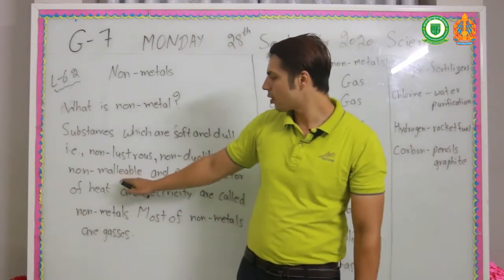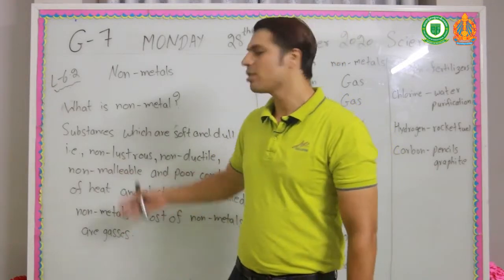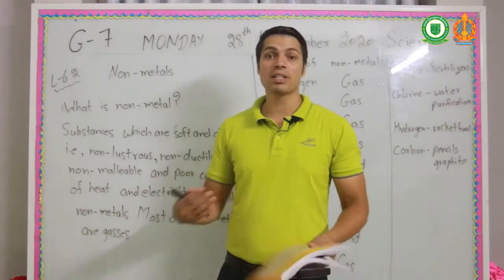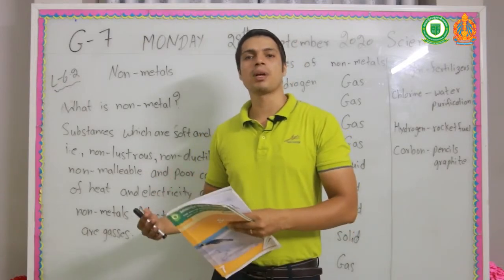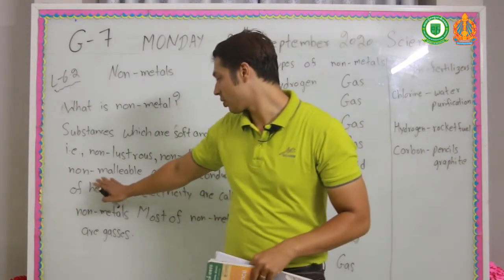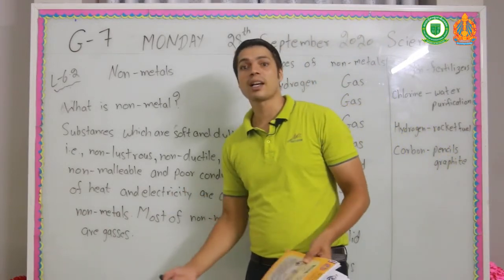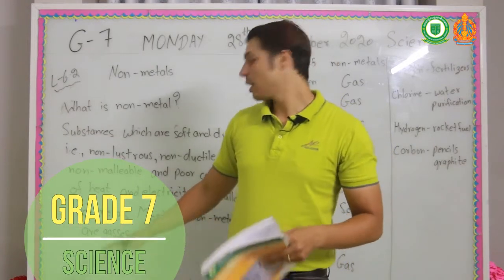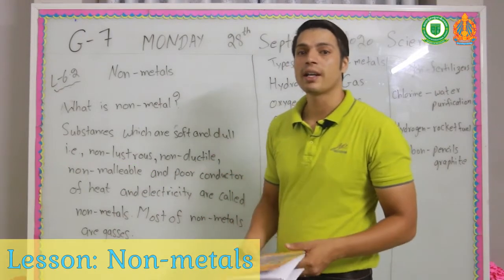So the non-metals are non-malleable, meaning they cannot be hammered, since mostly non-metals are gases. We cannot hammer a gas. If something is solid like metals, the metals can be hammered into any shape, but non-metals cannot. And they are poor conductors of heat and electricity. A gas cannot conduct electricity. So that's why they are poor conductors of heat and electricity, but metals are good conductors of heat and electricity.